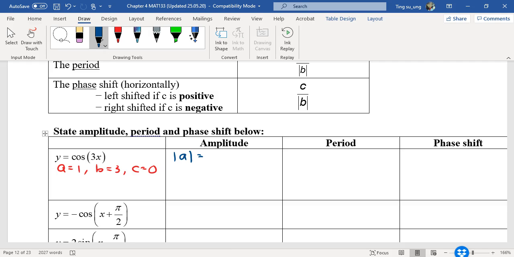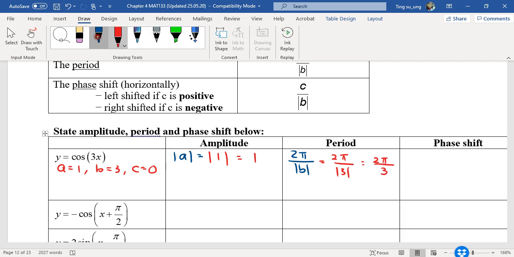Okay, substitute your a in, so it's 1. Absolute 1 is 1. So always have the 3 basic steps: the formula, substitute, answer. So how about the period? Get the formula in, 2 pi over absolute b. Substitute in, so 2 pi, your b is what? Absolute 3. You always have positive, so 3.